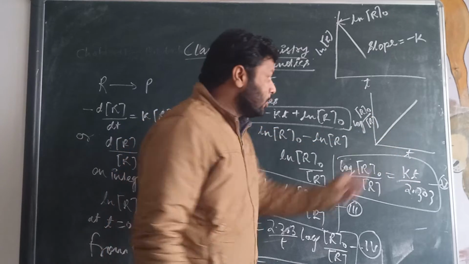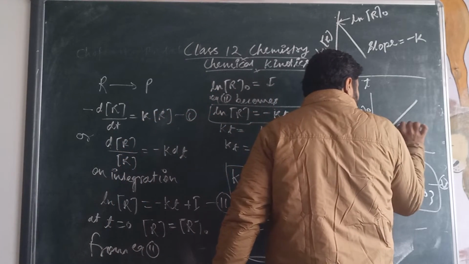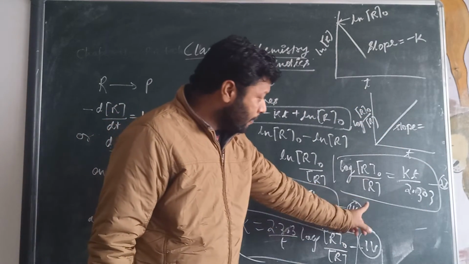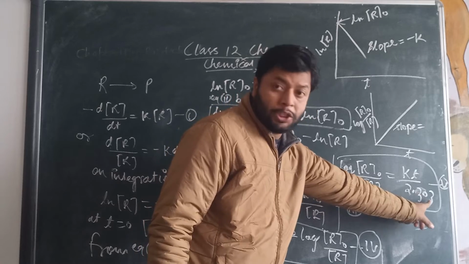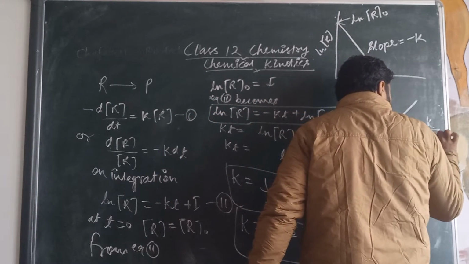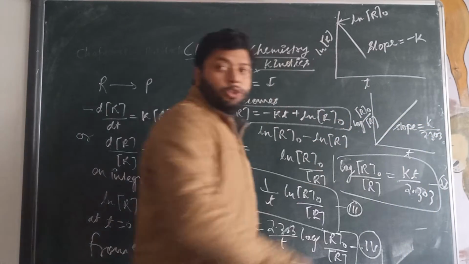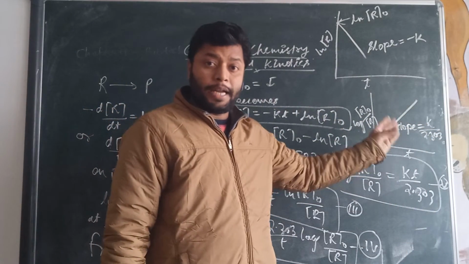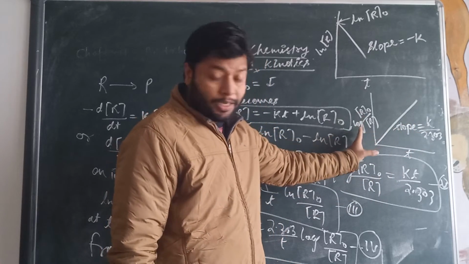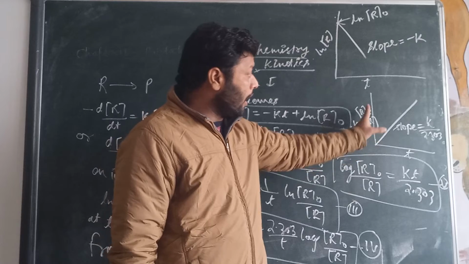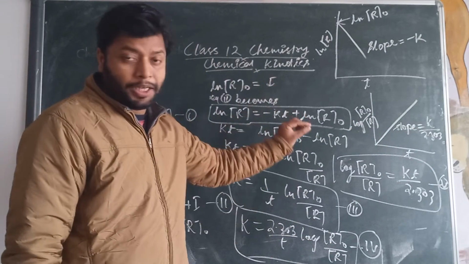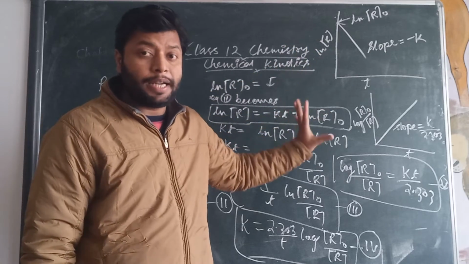And the slope here indicates k upon 2.303. So with the help of the slope we can get the value of k upon 2.303 when we draw a graph of log R naught upon R versus t. So we have two different graphs for the first order reaction, and both graphs are drawn on the board.